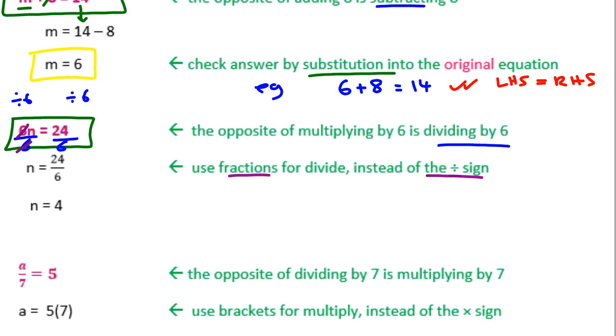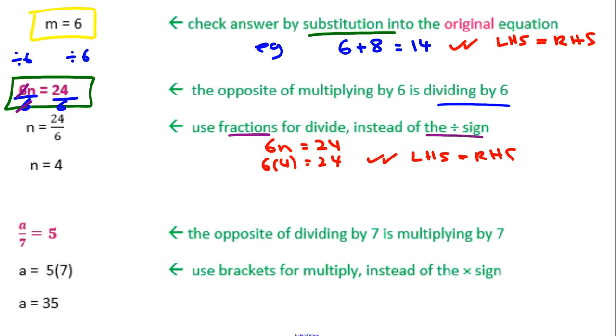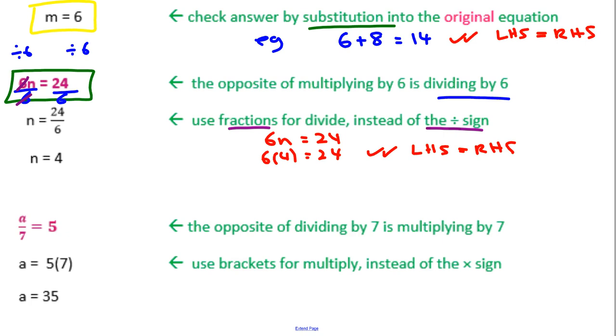Check your answer by substitution. Okay, 6n equals 24. 6 times 4 equals 24. Yes, left-hand side equals the right-hand side. So you check your answer is correct. If you got n equals 3 and you subbed it in, you would realize 6 times 3 is not 24. So you would have realized something was wrong and you'd go back and check your work, or try it again from scratch.